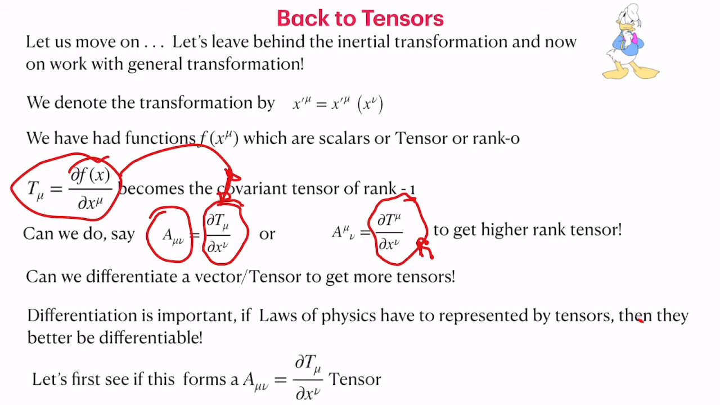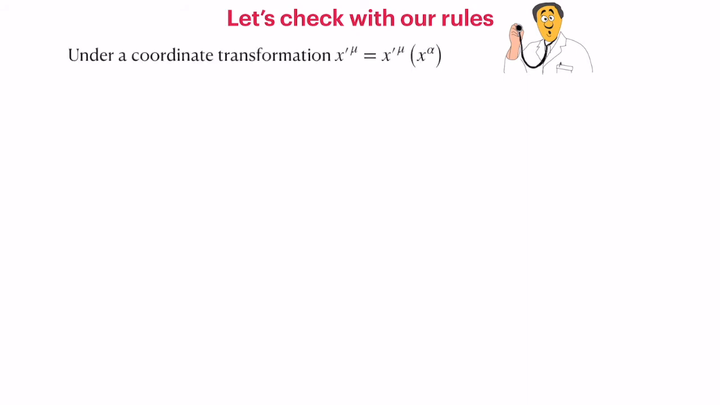Let us look at the quantity of the form A mu nu, which is given by the derivative of a covariant tensor T mu with respect to x nu, and see whether it transforms like a tensor. So the test is to do the standard checks. It is like a standard health checkup. If you go in with some expectation, you may get exactly the opposite. Let us see what we get in the test.